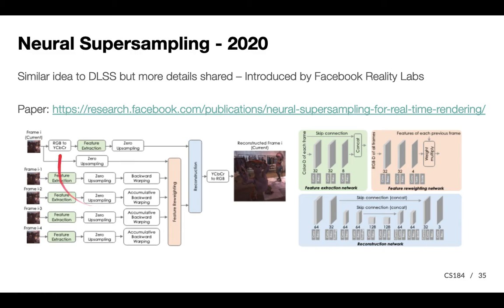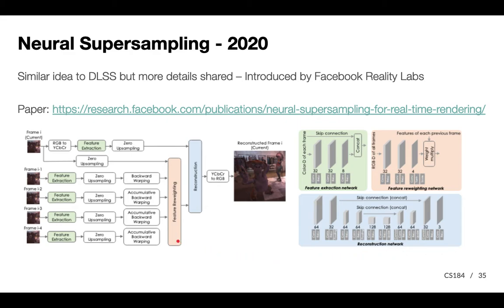There's a couple of steps here that maybe we don't know what to do yet: feature extraction, zero upsampling, and this backward warping. We're going to talk about that in a second. Each of these on the right is an architecture model for the colored boxes. Feature extraction looks somewhat like this, feature reweighting looks like this, and then the full reconstruction network looks like this. This architecture is not super important, but if you're interested and maybe want to re-implement it yourself, definitely take a look. All the details are in the paper.